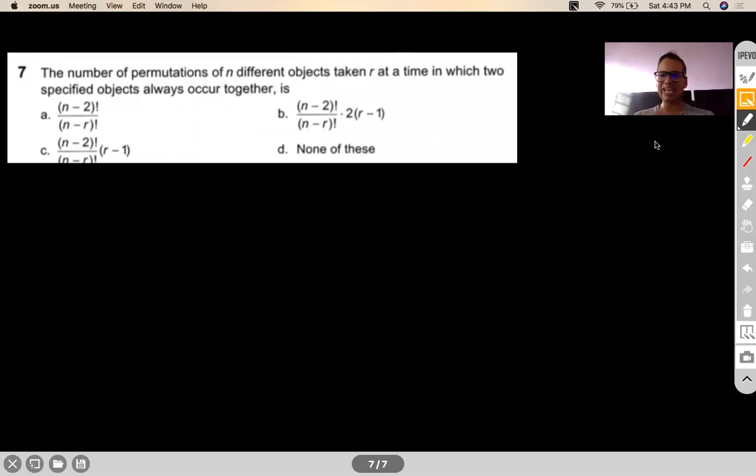So treat it as if there are n people, out of which you have to arrange r people. And out of these n people, you have to choose two friends, Ram and Sham, who, whenever you are arranging them, will be sitting next to each other. So how many ways can you do that? Okay, very good.